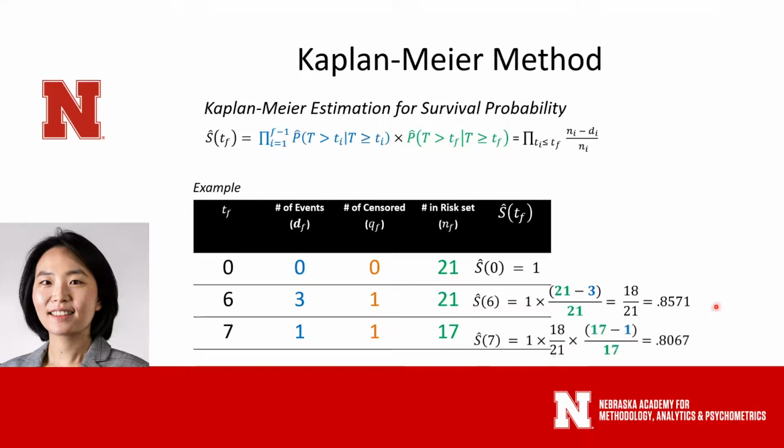So let's look at the survival probability at day 7. There are 17 people who are alive, who are at risk, so it goes to the denominator. And there was a person who died on day 7. So 16 over 17 is multiplied by the previous survival probabilities. The 0.80 is the probability of a patient with breast cancer living longer than day 7.